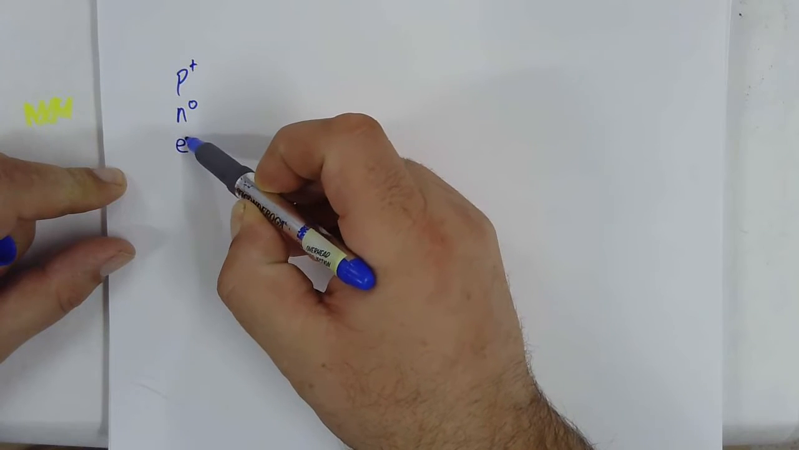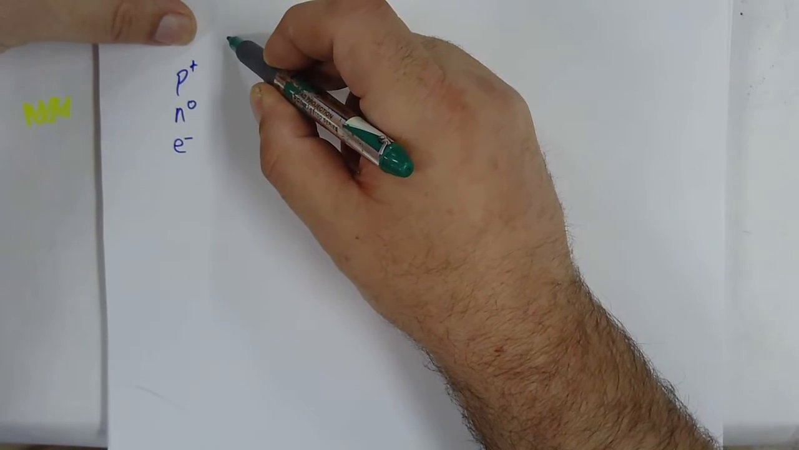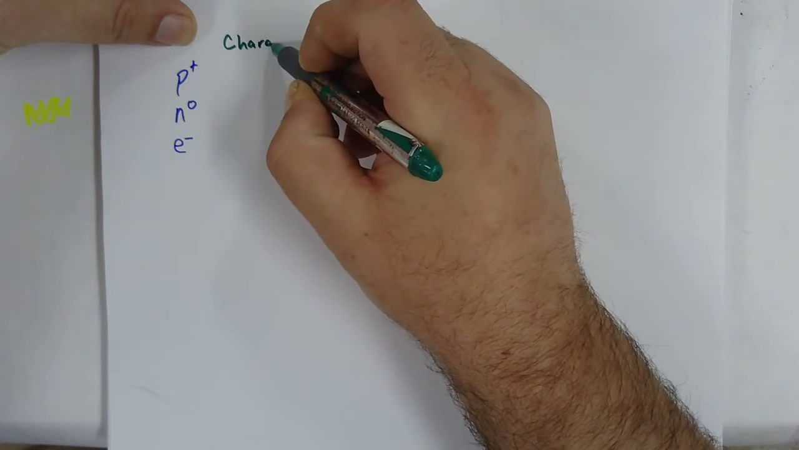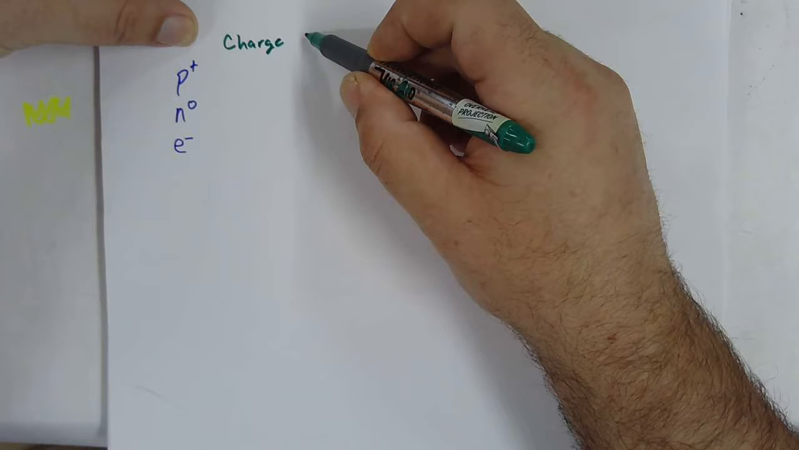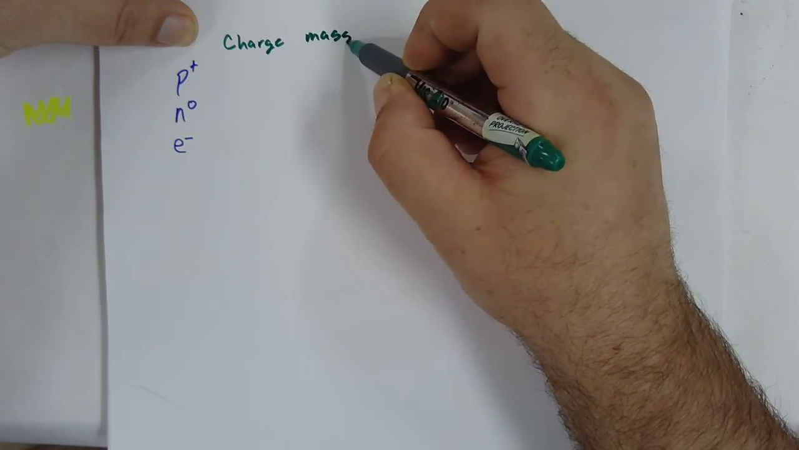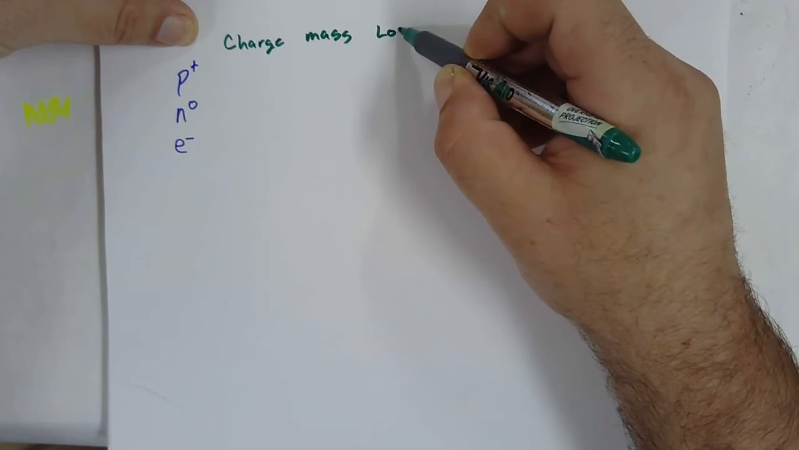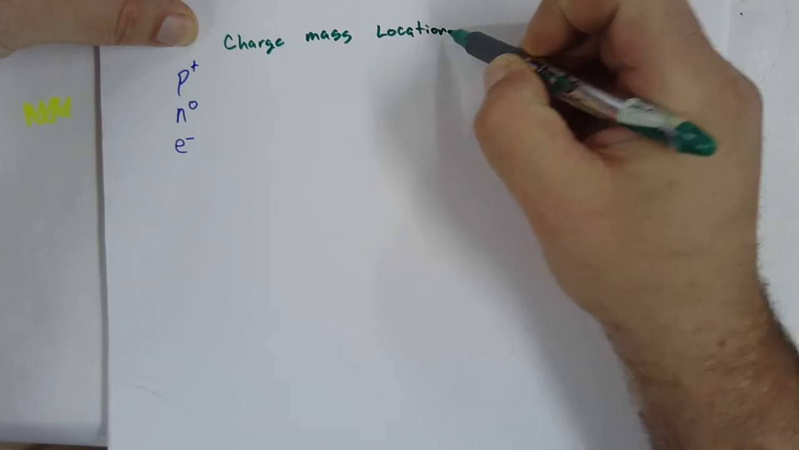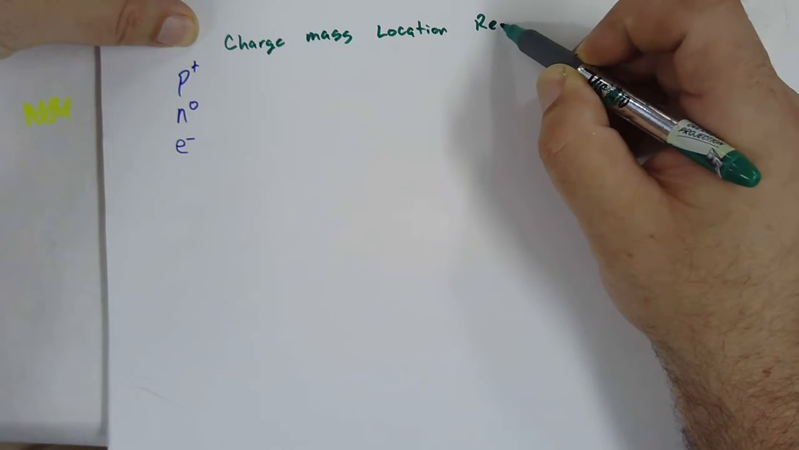And then we have a lowercase e with a negative sign. Now, what do these things represent? Protons, neutrons, and electrons. So what we need to know from these is, what is their charge? What is their mass? What is their location? And what are they responsible for?